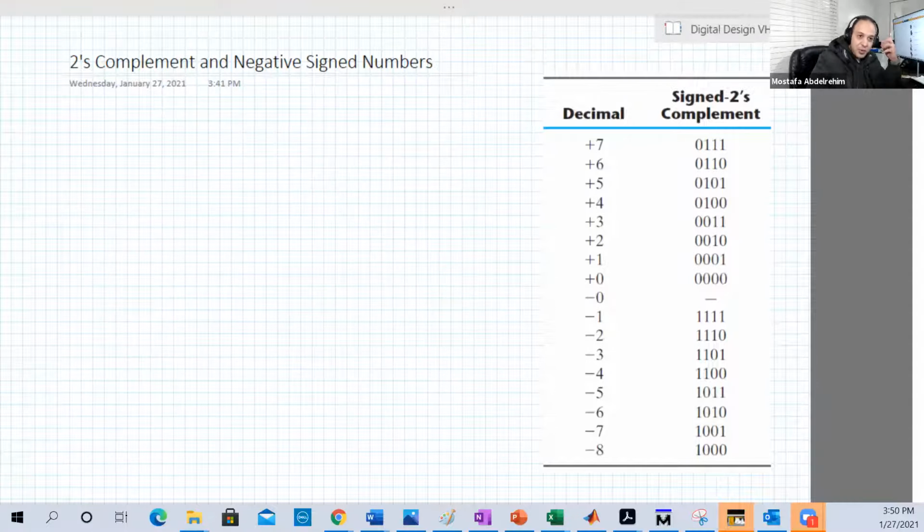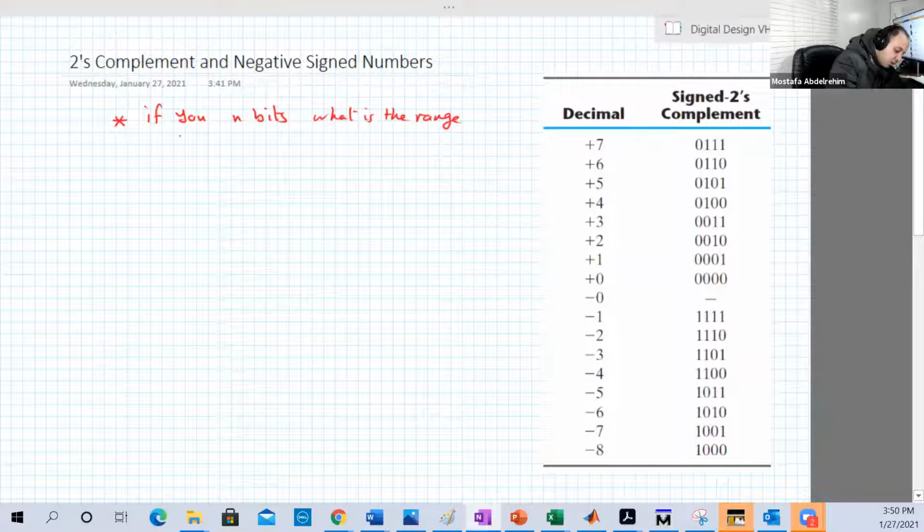To understand what this circuit should give you as the result, you should understand some properties of the 2's complement. And I want to stress two basic properties. The first property is the range. So what range of numbers can we represent with n bits? If you have an n-bit number, what is the range of values or numbers you can represent?